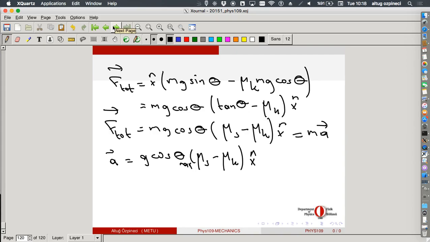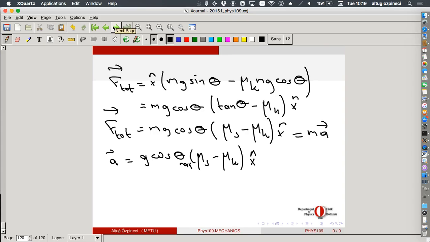Now, one limit that we can consider is, what if there were no friction to start with? If both mu s and mu k were equal to 0, this equation tells me that the acceleration should be 0. So does that make sense? In the absence of friction, does this equation tell me that acceleration is equal to 0?